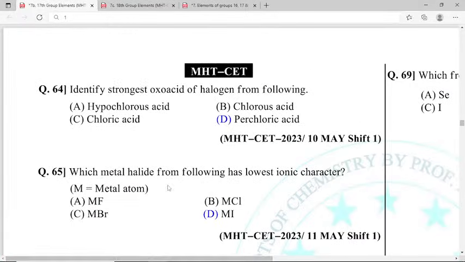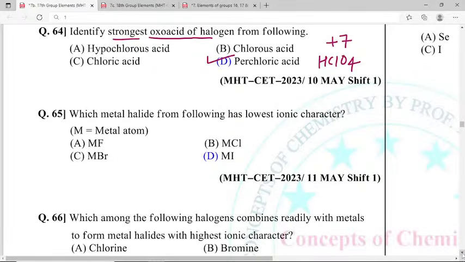Identify the strongest oxo acid of halogen. The strongest is perchloric acid. So this is HClO4, perchloric acid. Strongest oxo acid. Why? Because of the +7 oxidation state. The higher the oxidation state, the higher is the acidity. Perchloric acid has the formula HClO4, so it has a +7 oxidation state.